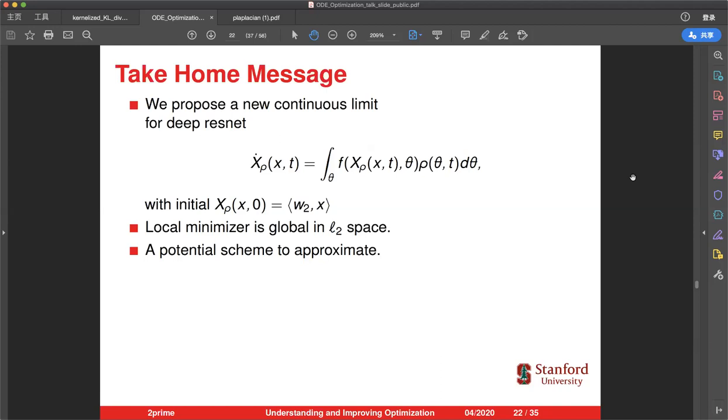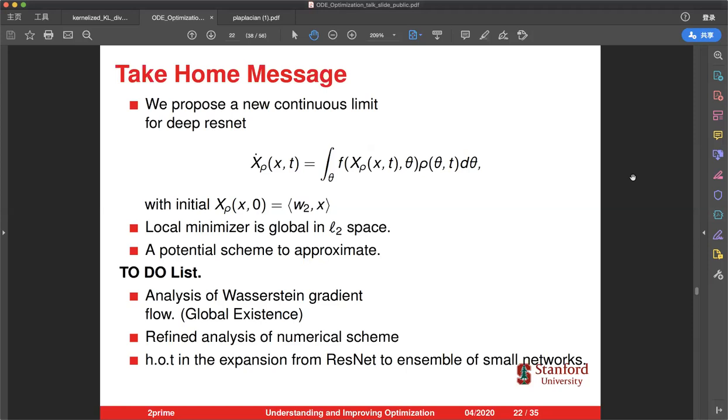And for our new continuous limit, we observe that a local minimizer is a global minimizer in L2 space, and we propose a numerical scheme to approximate it, but we don't have proofs. So for further work, we can analyze the Wasserstein gradient flow. We can analyze the numerical scheme. The two analyses in our paper are also very weak.